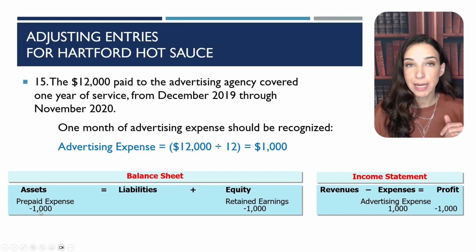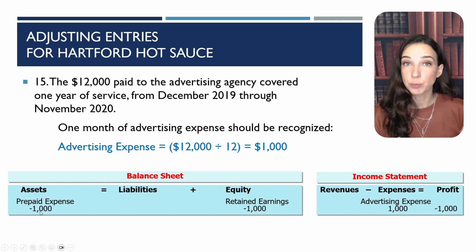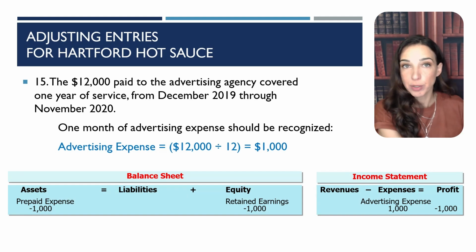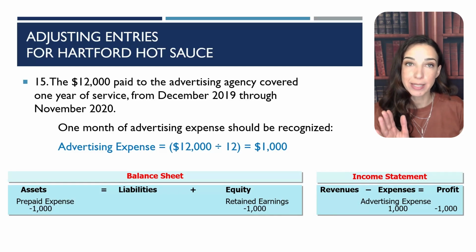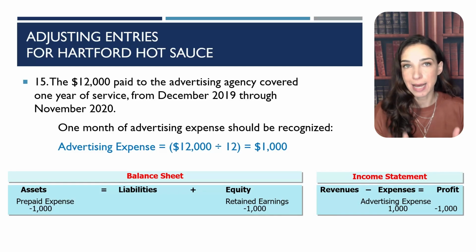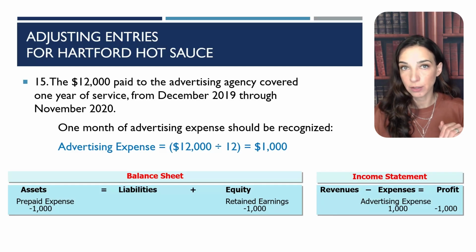And what happens on the asset side? We're not paying the cash because we have already paid cash previously. We paid cash and created an asset called prepaid expense. Now we're just using this asset up smoothly over the period. Prepaid expense goes down by $1,000.